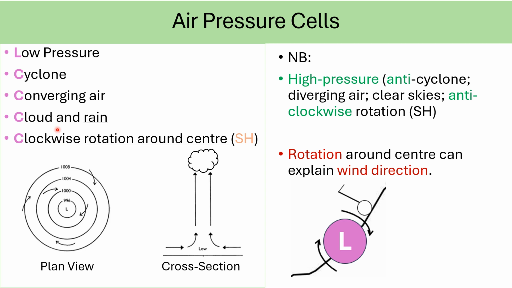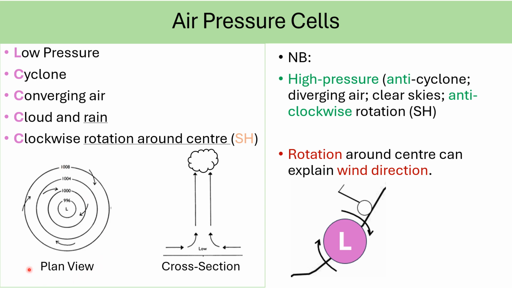center. You would have noticed that I've highlighted the letter C on the slide. C for cyclone, C for converging air, C for cloud, from which rain will eventually form, and C for clockwise rotation around the center in the southern hemisphere.